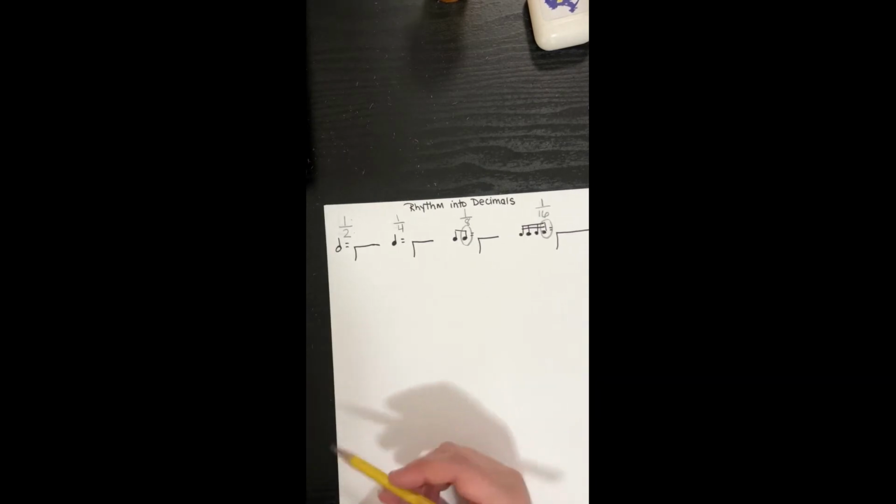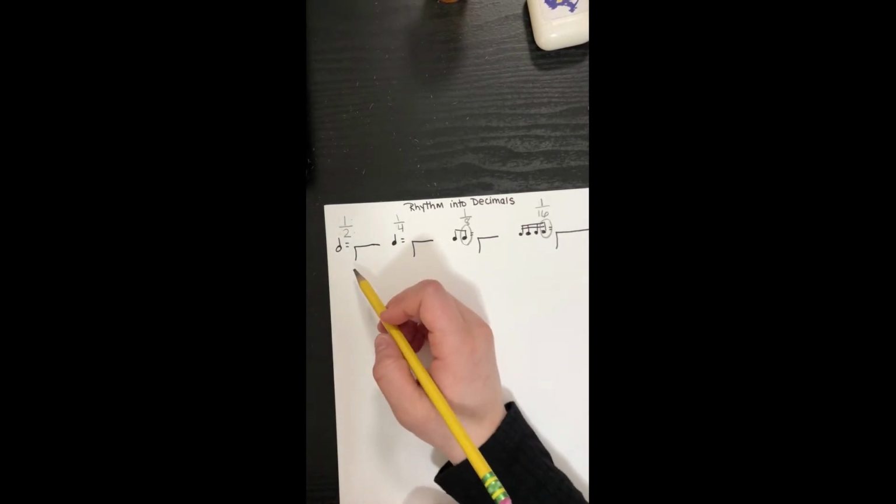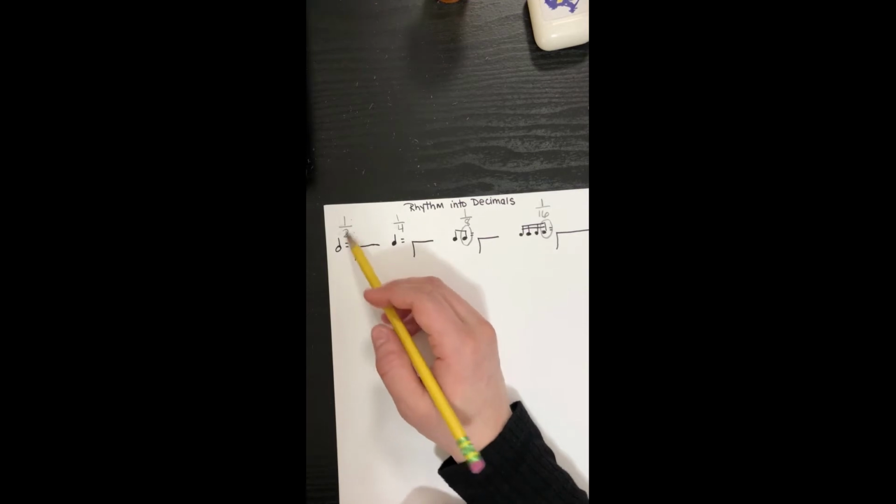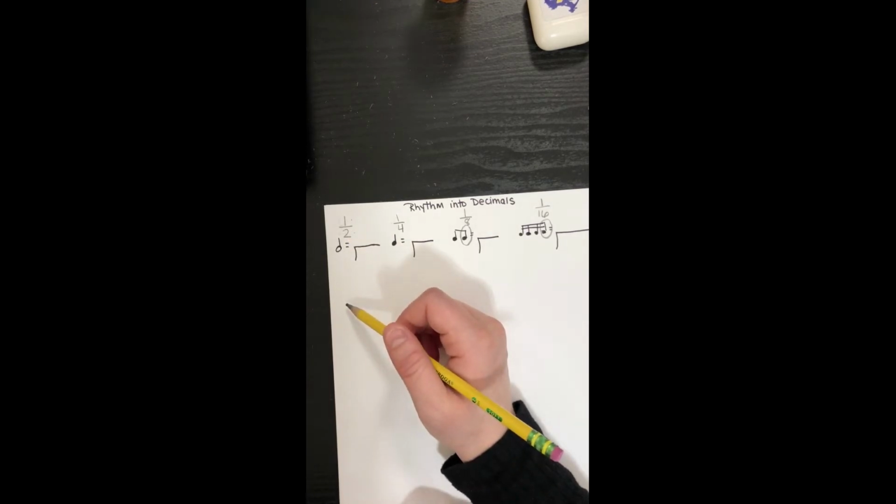To get our rhythm into decimals, today we're going to be using long division. Everybody say that, long division. Great. So we're going to be using long division to get these into decimals. How do we do that, Miss Stone? Guess what? I'm going to show you.